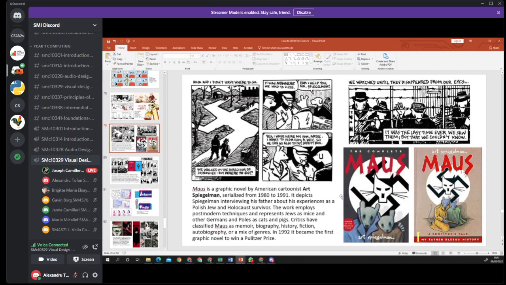Maus is also an American comic, which technically is Jewish American, by Art Spiegelman. Art Spiegelman decided to depict the experiences of a Polish Jew and a Holocaust survivor using animals, similar to George Orwell and Animal Farm. And we see a lot of poignant metaphors over here, like the road over here, which resembles the swastika. And the characters were divided into three. We have the mice, which were the Jews, we have the cats, which were the Nazis, and the dogs and the pigs, which were the Americans and the British.